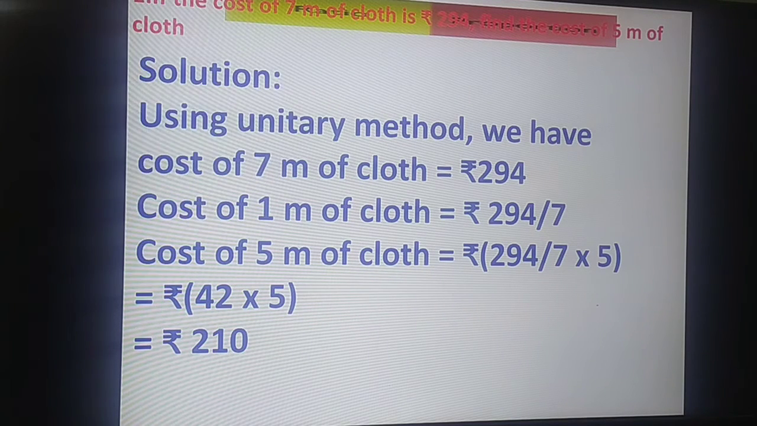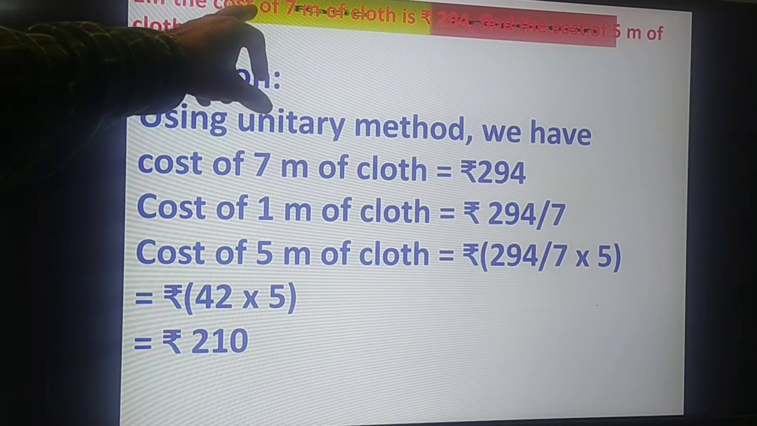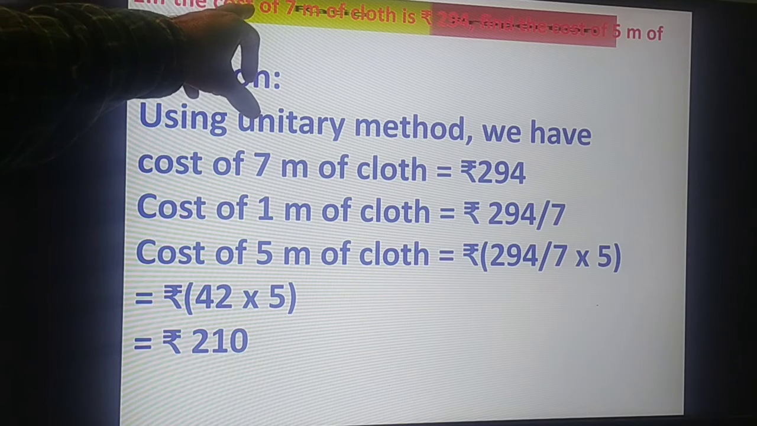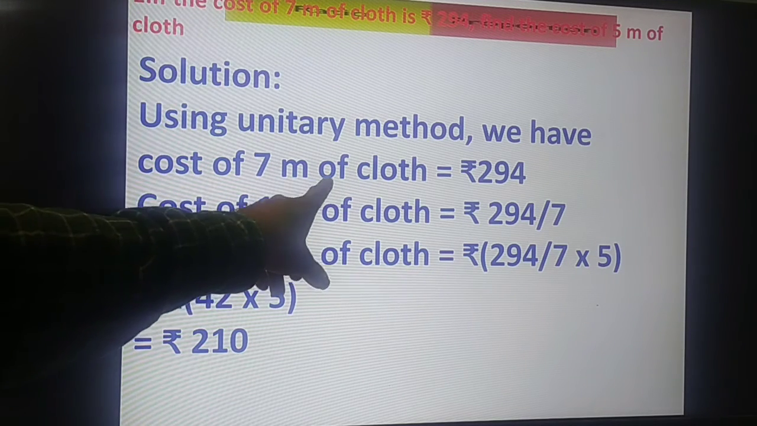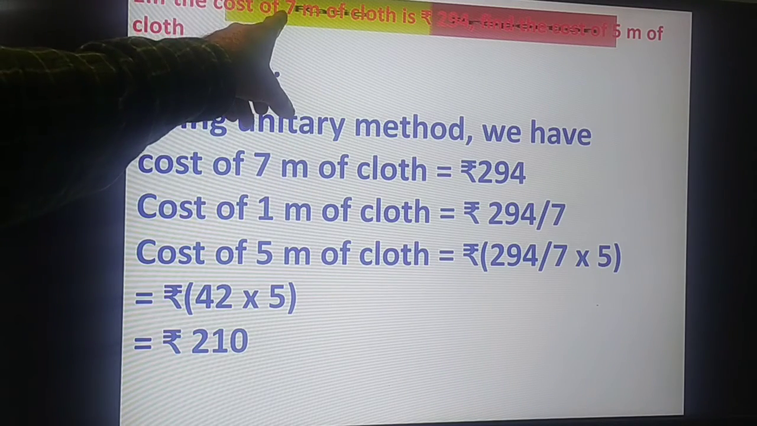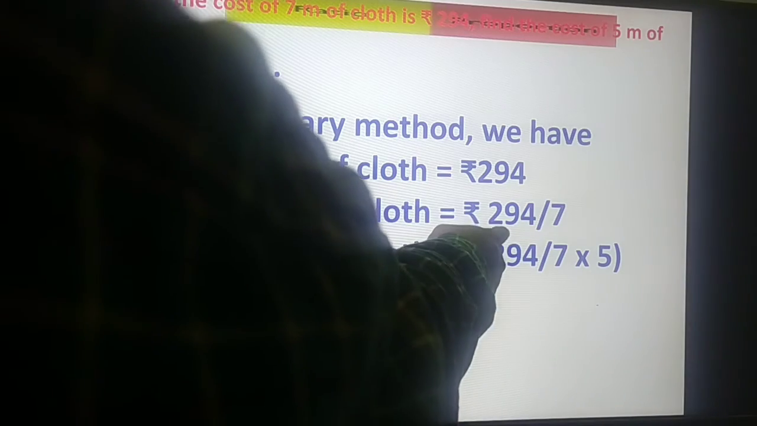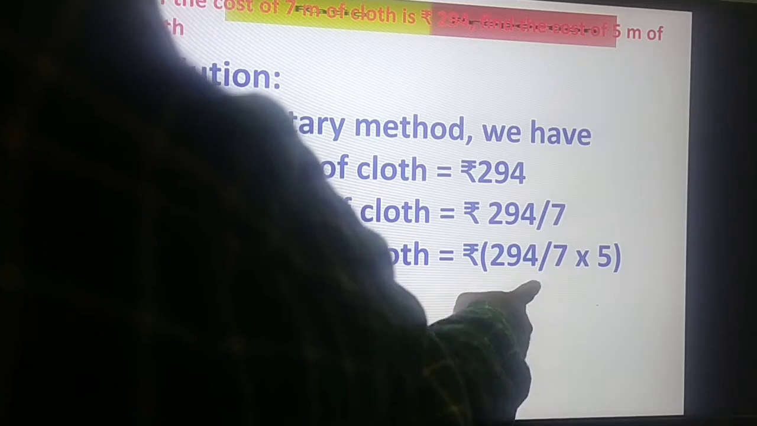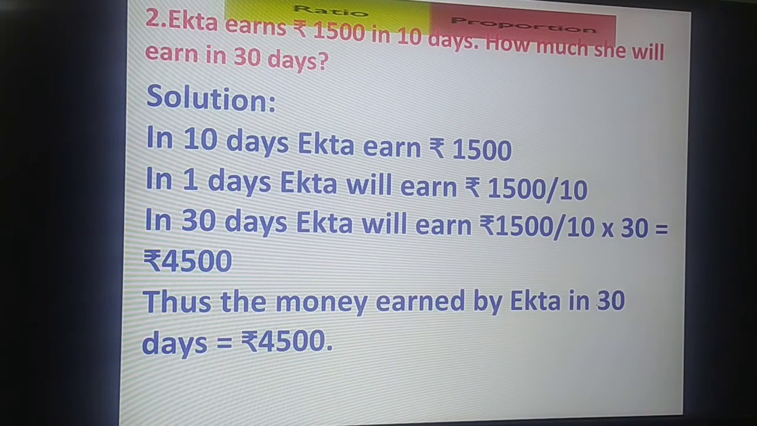Cost of 7 meter cloth is 294. Find the cost of 5 meter cloth. So in the unitary method, first of all we find the cost of the unit, which means for 1 meter. 7 meter cloth costs 294, so 1 meter cloth costs 294 by 7. Whatever the answer may be, that is the cost of 1 meter cloth. And the cost of 5 meter cloth is that multiplied by 5, that is rupees 210.